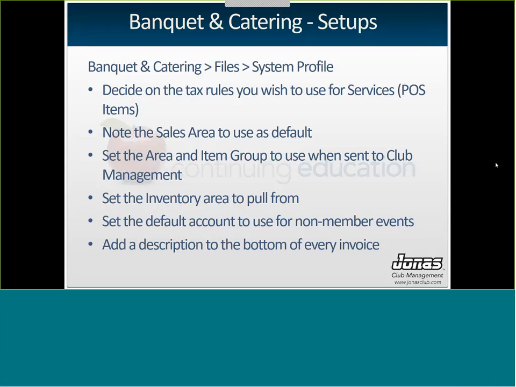Then you'll choose your default sales area, and again, you can have the sales area overridden by event if you need it to be, but you will choose the default here just for the one kind of central. So you probably have one called events or banquets. Then you'll use the area and item group. So this is what to use when it's sent over to club management. So what minimum rules, what description on the statement, and if there's any special revenue GLs or adjustments that need to be made, what will you use for that? So you'll pick your item group there.